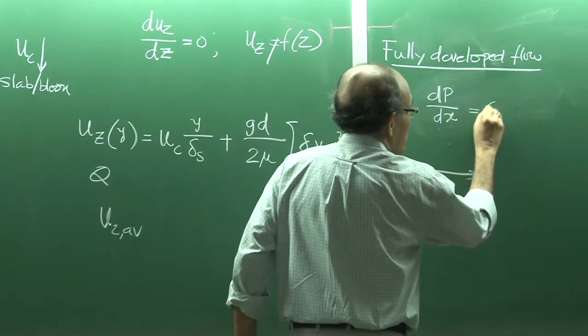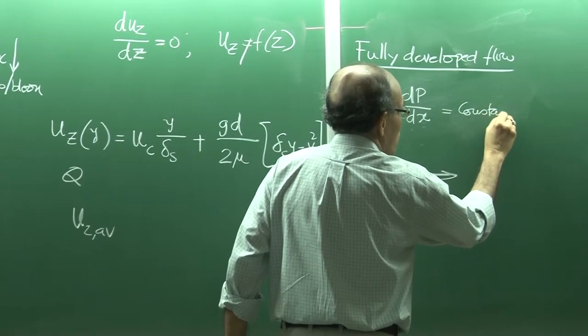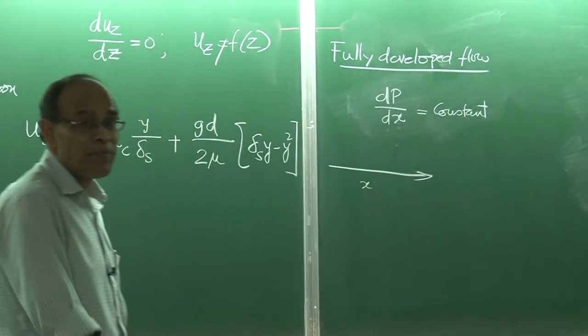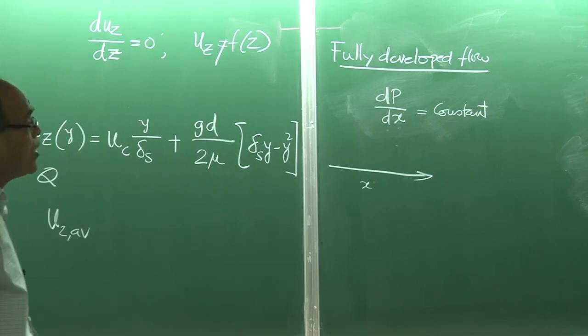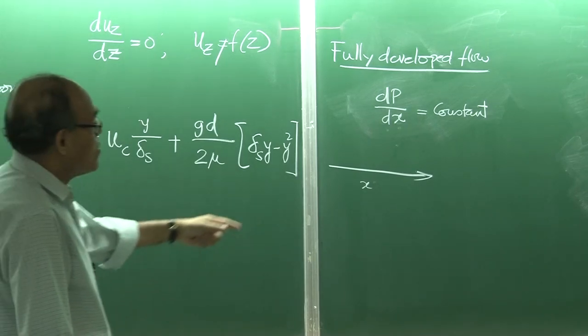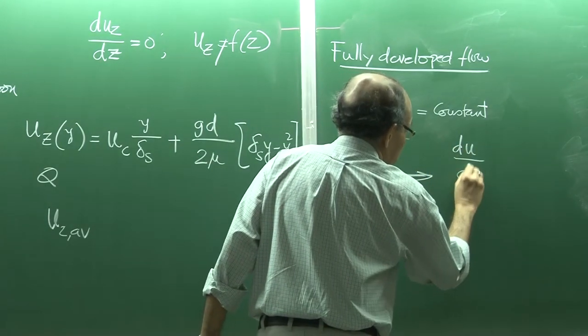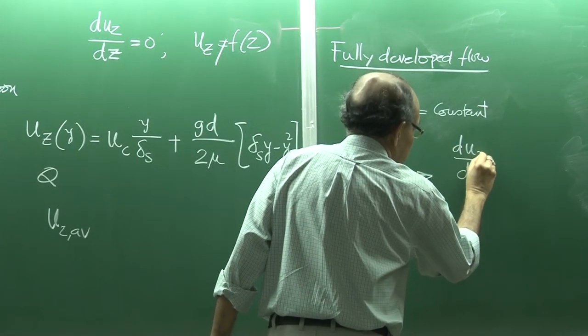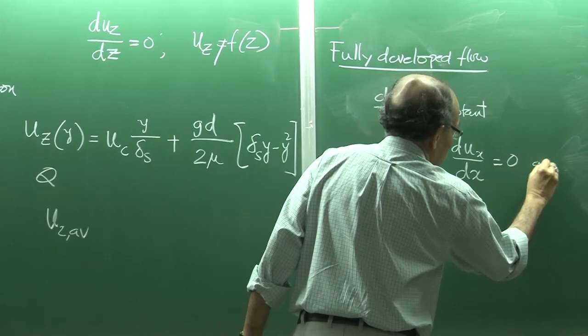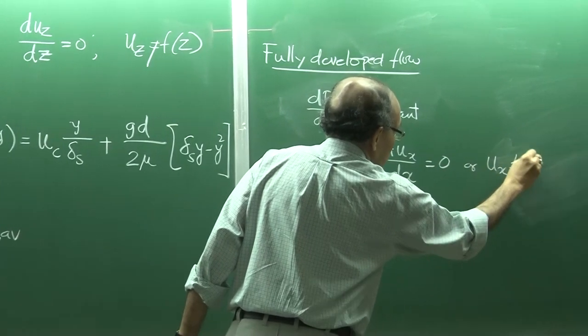If the pressure gradient along the streamwise direction is constant, that means there is no net pressure force, so the fluid is non-accelerating. In that case, the characteristic of the fully developed flow is that ux is not a function of x.